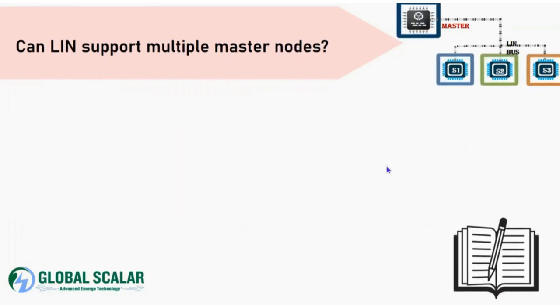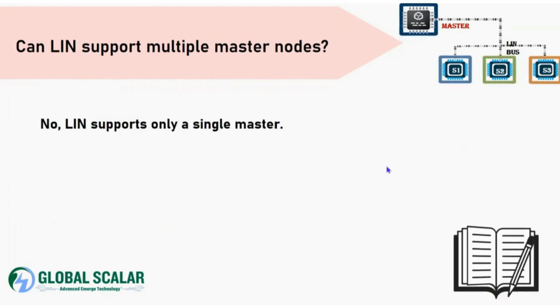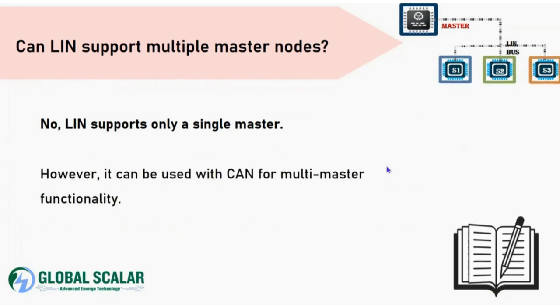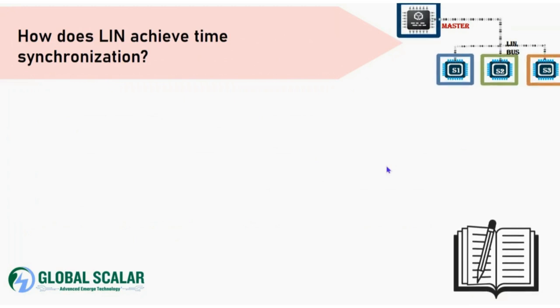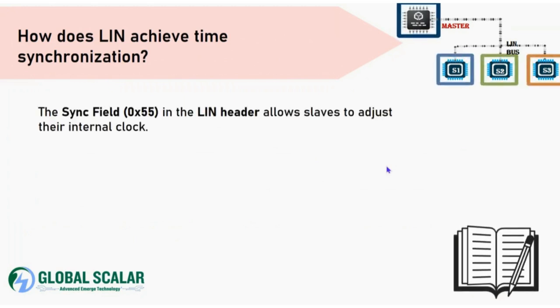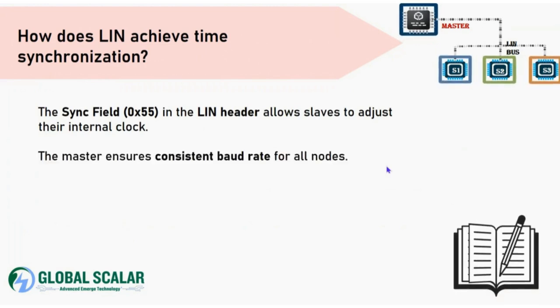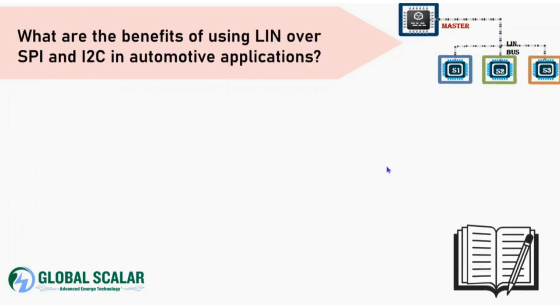Can LIN support multiple slave nodes? LIN supports only a single master. However, it can be used with CAN for multi-master functionality. How does LIN achieve time synchronization? The sync field in the LIN header allows slaves to adjust their internal clock. The master ensures a consistent baud rate for all the nodes.